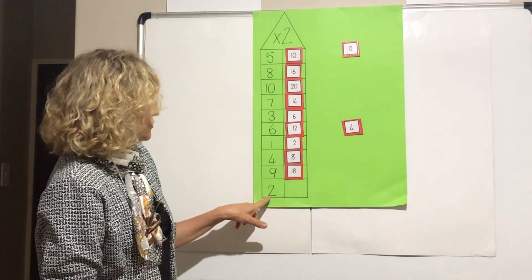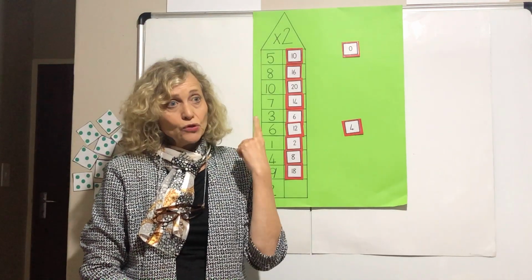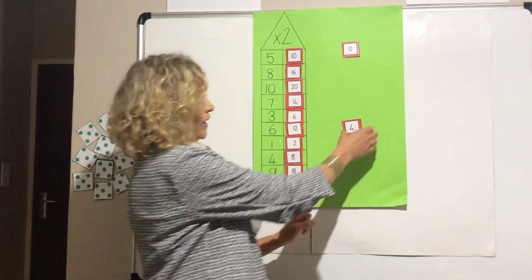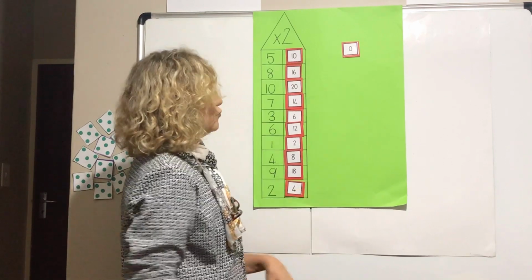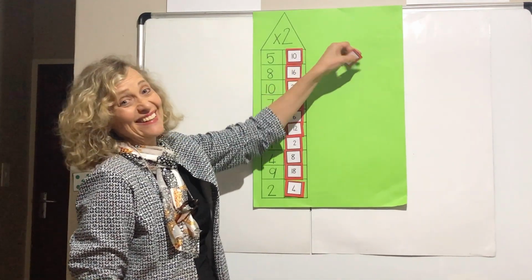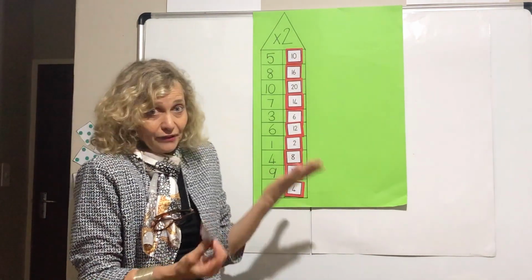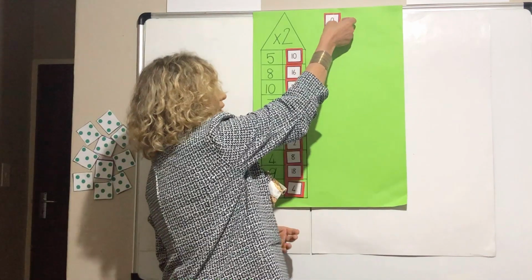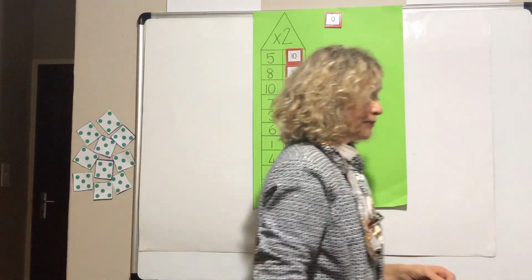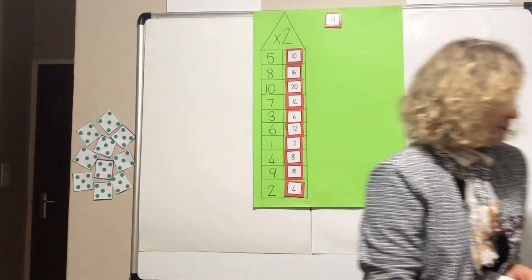2 times 2. That's 2 groups of 2. 2, 4. And there we go. The answer is 4. Of course, 0 times 2 would be 0 groups of 2, which would also mean the answer would be 0. Okay, so let's look at a few of these sums.